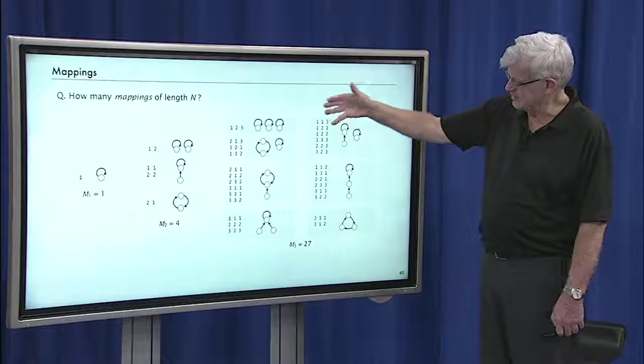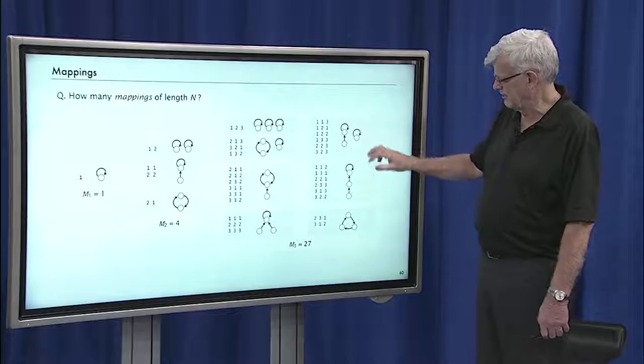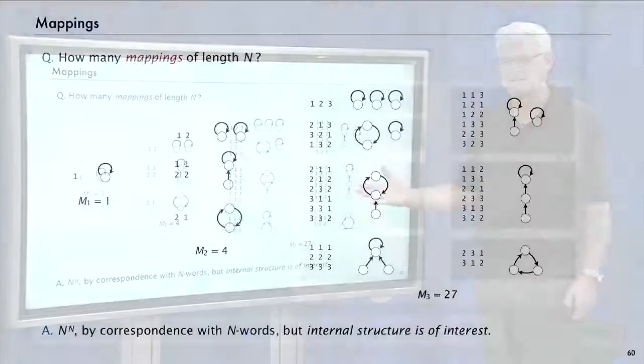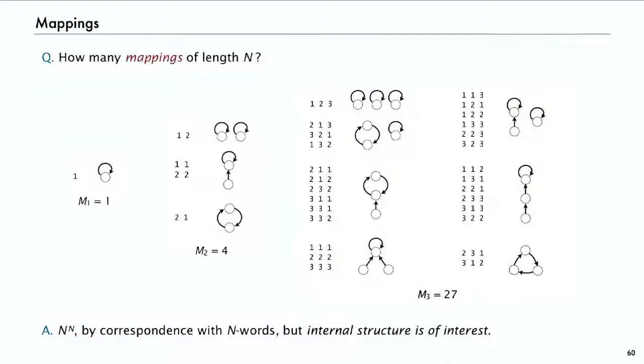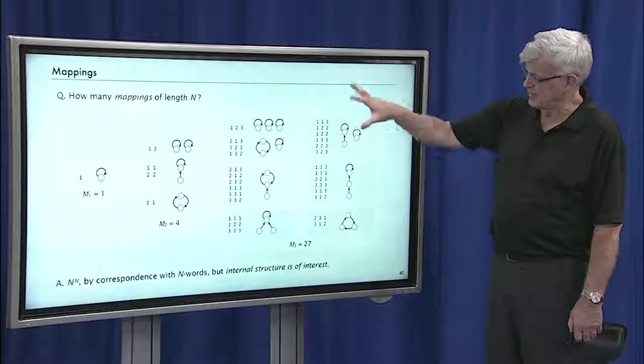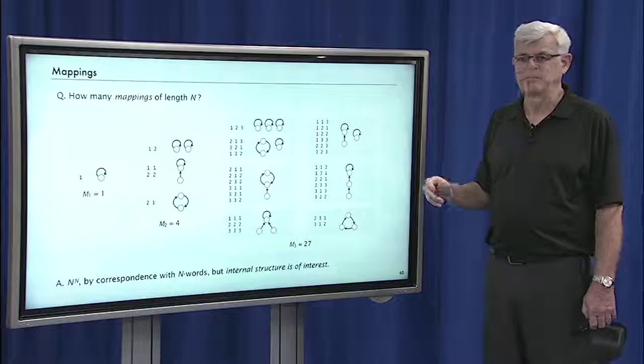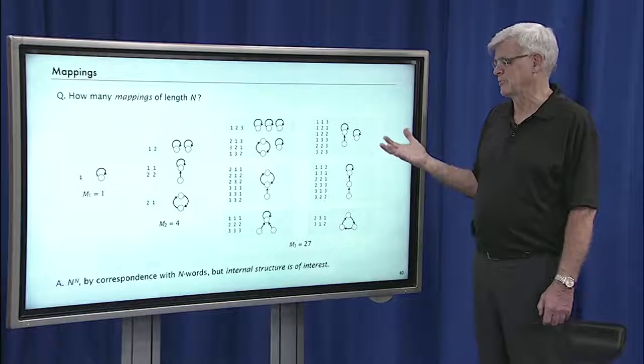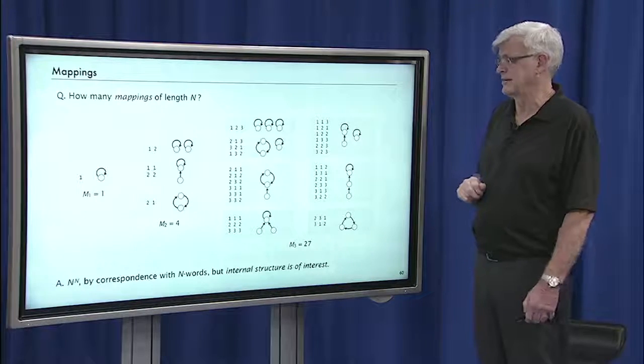And again, this complicated labeling and this complicated set of structures adds up to this simple result, n to the n, by correspondence with n-words. But this internal structure is definitely of interest. So with analytic combinatorics, we're going to be able to take that apart and understand properties of the structure, which is important in applications.